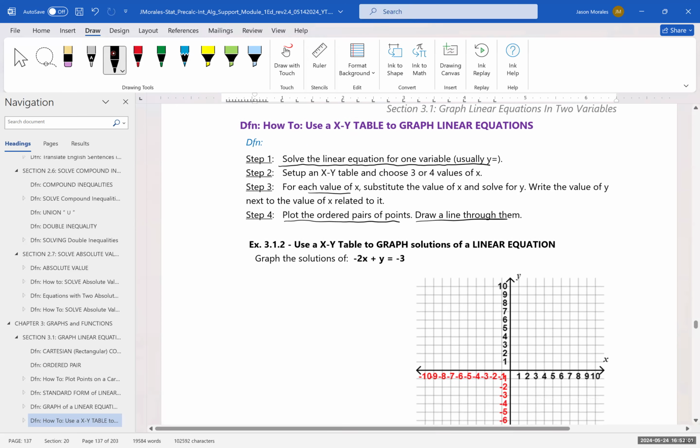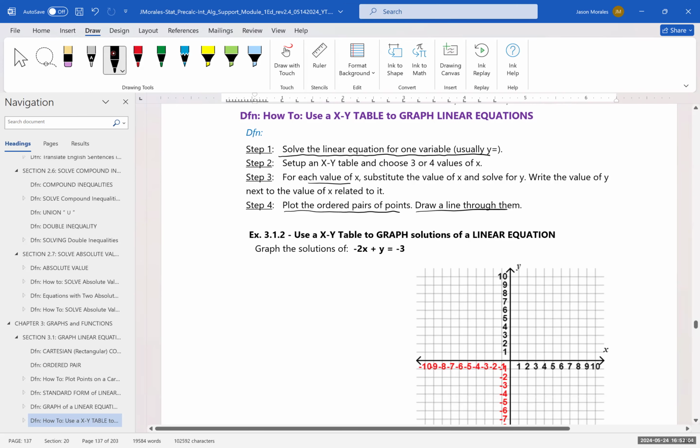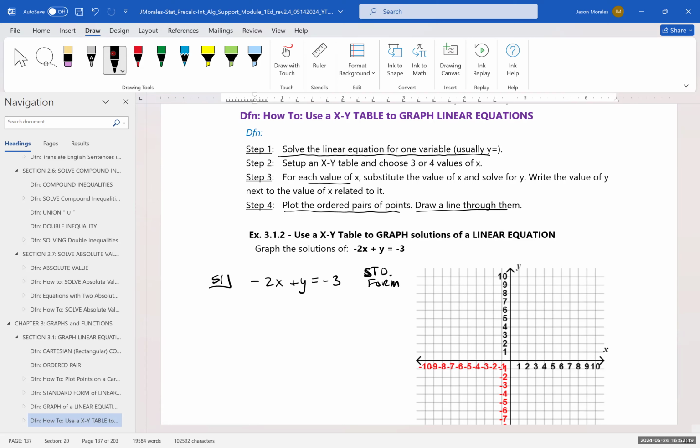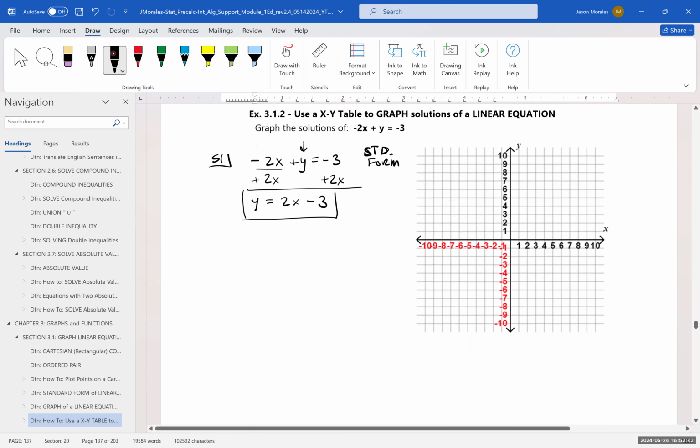Okay, so let's tackle this a little bit at a time. Step 1 is going to be taking this equation, which in this case is in standard form. And we want to get y by itself on one side. So we need to add 2x to both sides here, and we get y is equal to 2x minus 3. All right, so this is going to help us when it comes to setting up our XY table.